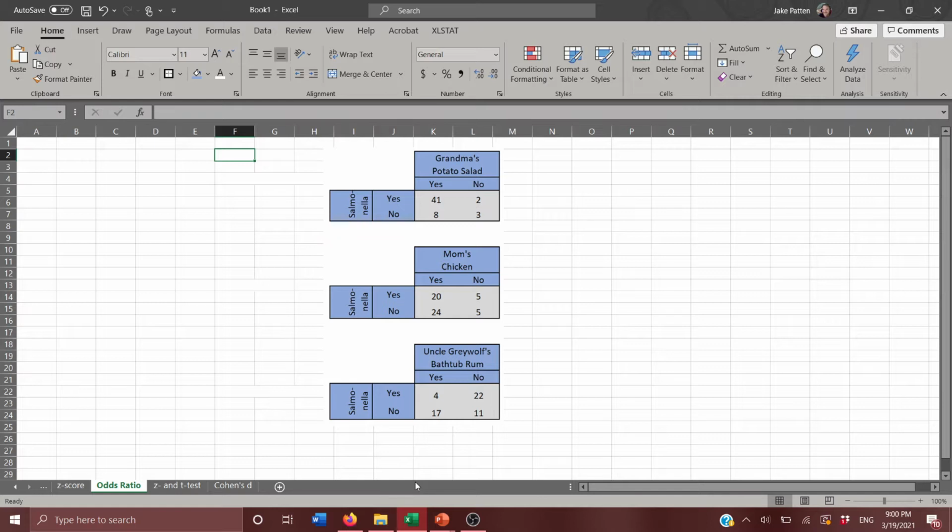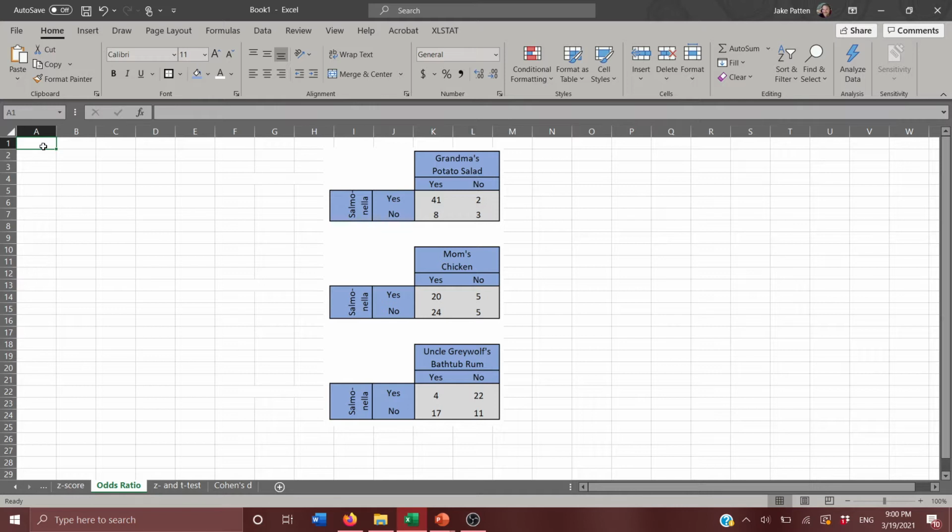I actually do have an Uncle Grey Wolf. That's not his real name, but it's his chosen name. He went off and joined a Renaissance fair and traveled around with him for a while, and that was the name that he went by. So, no one knows why.